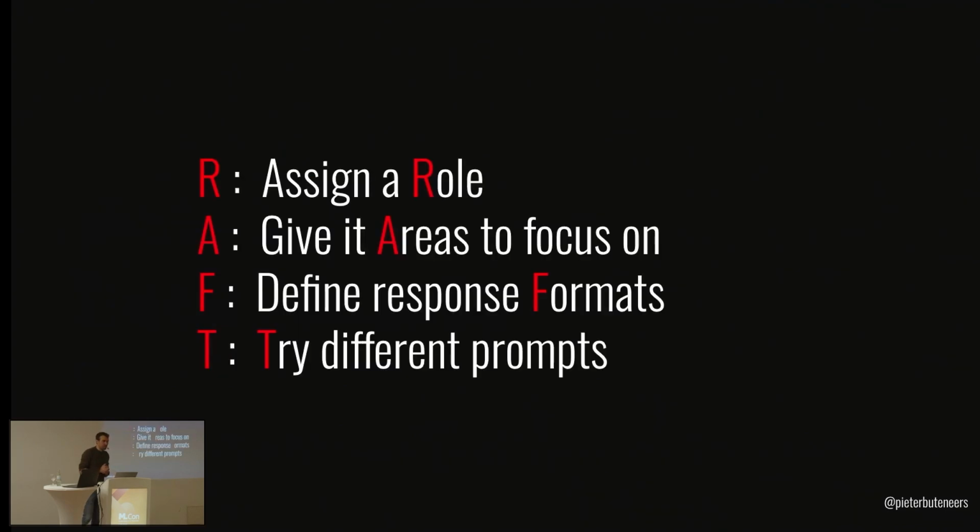The first thing, very easy to remember, is RAFT. You assign the LLM a role. In our case, you're a lawyer specialized in M&A due diligence. Give it some areas to focus on. In our case, you look for liabilities, and then you define the output format. What we typically define is a JSON. We want a JSON out because then we can easily embed it in the rest of our code base, typically what you have from REST APIs, right?